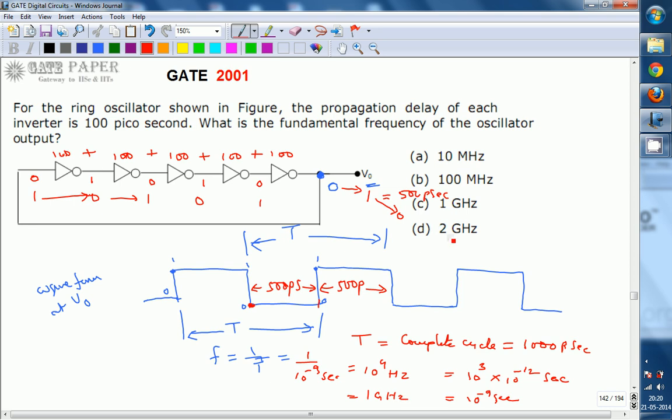So the right answer for this question is C. If each inverter has 100 picoseconds delay and 5 inverters are in cascade, the oscillation produced is 1 gigahertz. Thank you.